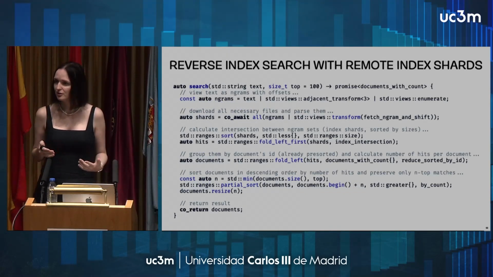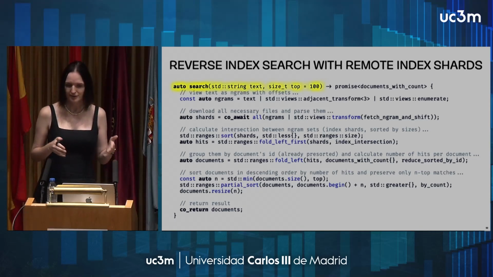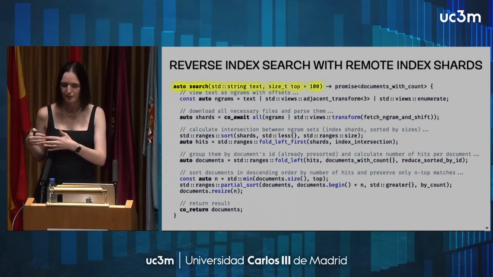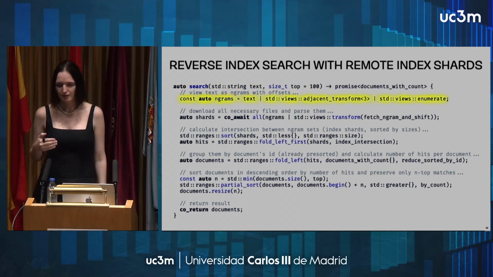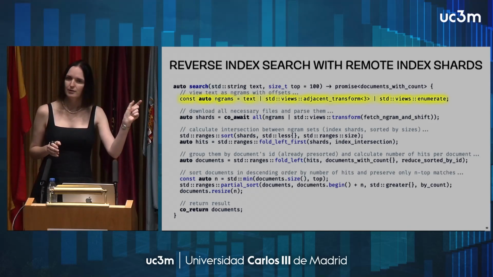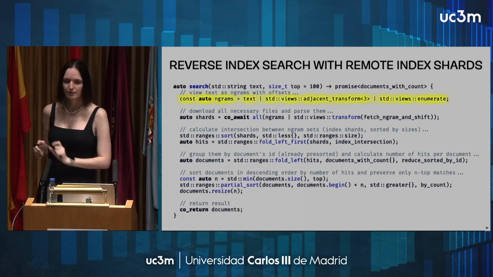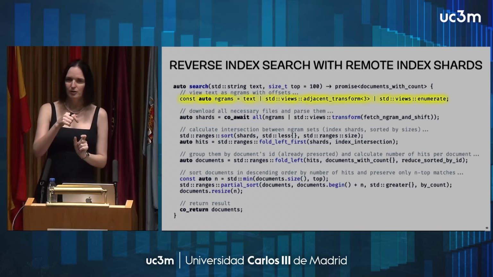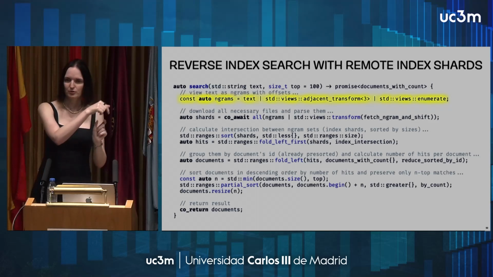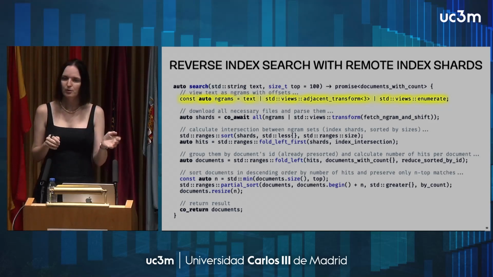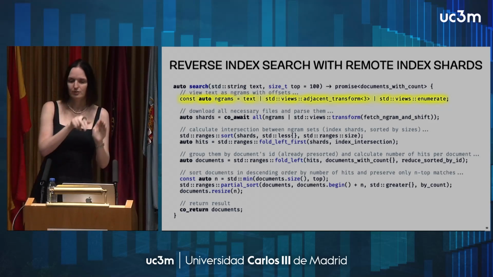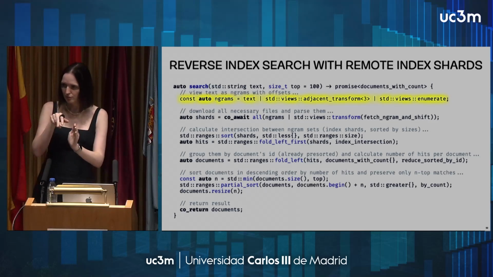Let's go back. Remember the search engine I showed you. This is its version in C++. We will search for text and look for the top 100 results, and we need to take n-grams, so we take the text. We use the function adjacent_transform, which will look at a running window of 3 characters, and we enumerate them. So we will also remember their position 0, 1, 2. We will get a tuple: position 1 and 3 characters, position 2 and 3 characters, and so on.